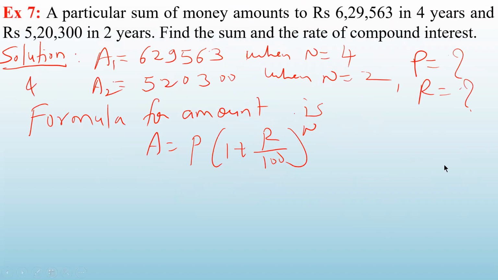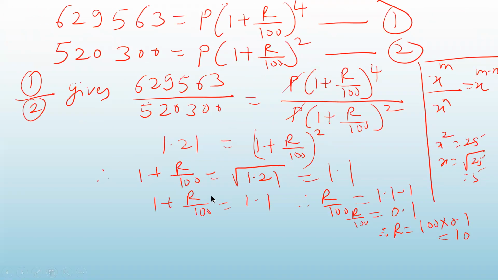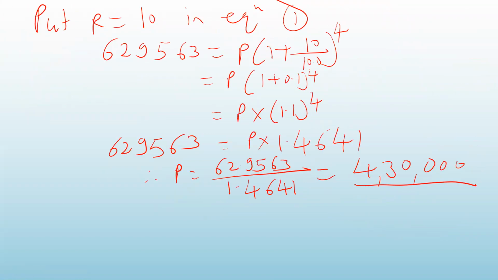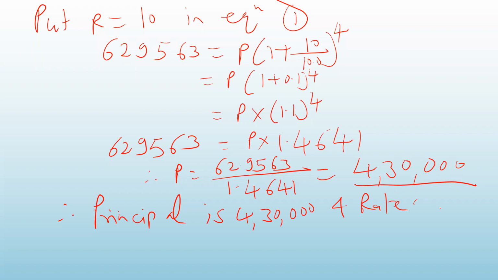Therefore, in this, we got both the values, P as well as R. So let us write down the final answer. Therefore, principal is 4,30,000 and rate of interest R is 10% per annum. So in this problem, there were two equations and we have solved those two equations. Let us go for the next one.